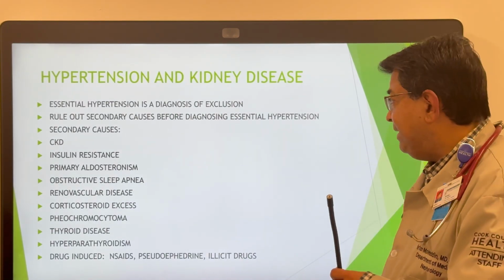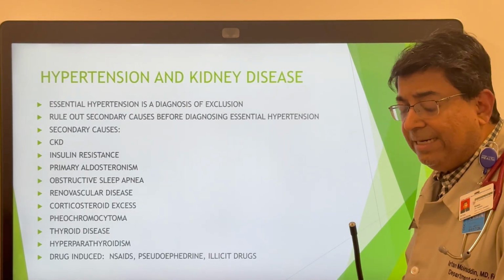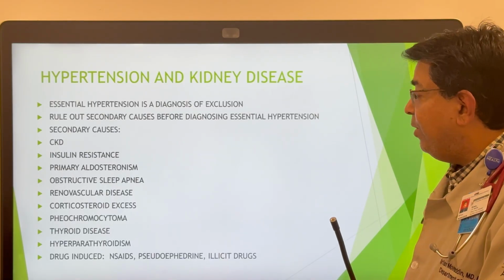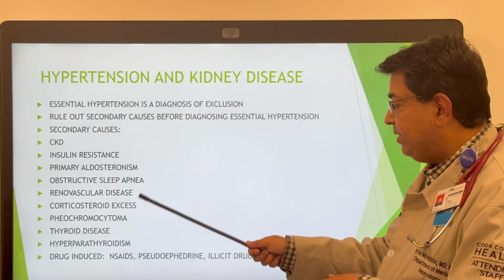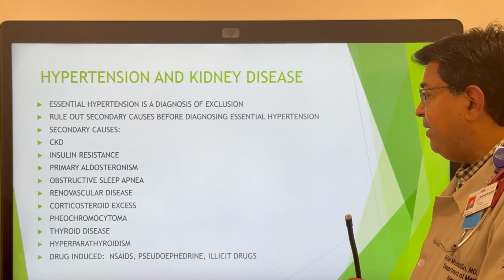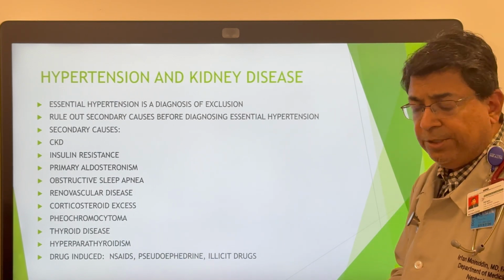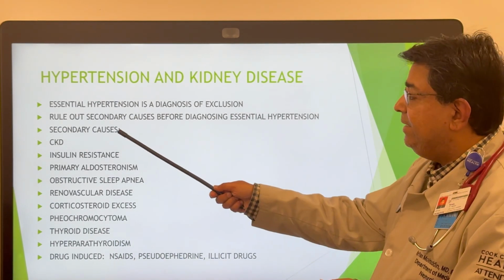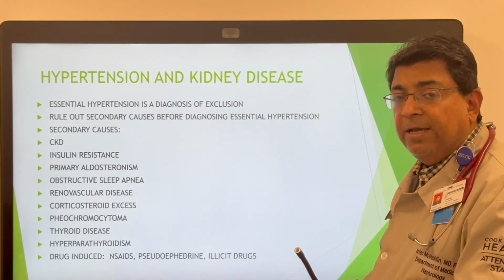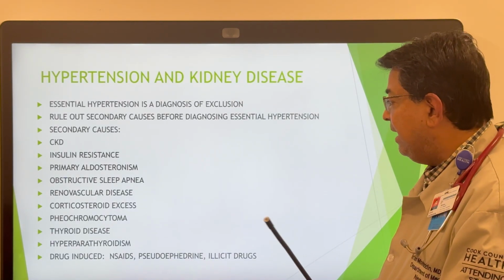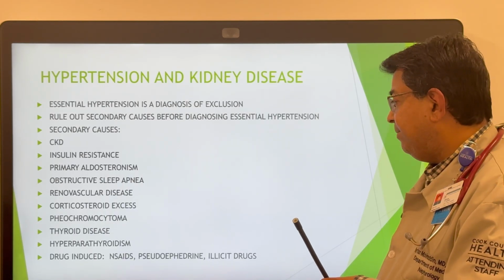Let's talk about hypertensive kidney disease. Most of us don't realize that essential hypertension should only be made as a diagnosis after all the secondary causes are ruled out. Normally, we think of secondary causes as primary aldosteronism and pheochromocytoma and renal artery stenosis, but chronic kidney disease is actually a secondary cause of hypertension. Insulin resistance itself is a secondary cause of hypertension. Obstructive sleep apnea is a very common etiology that gives rise to hypertension.